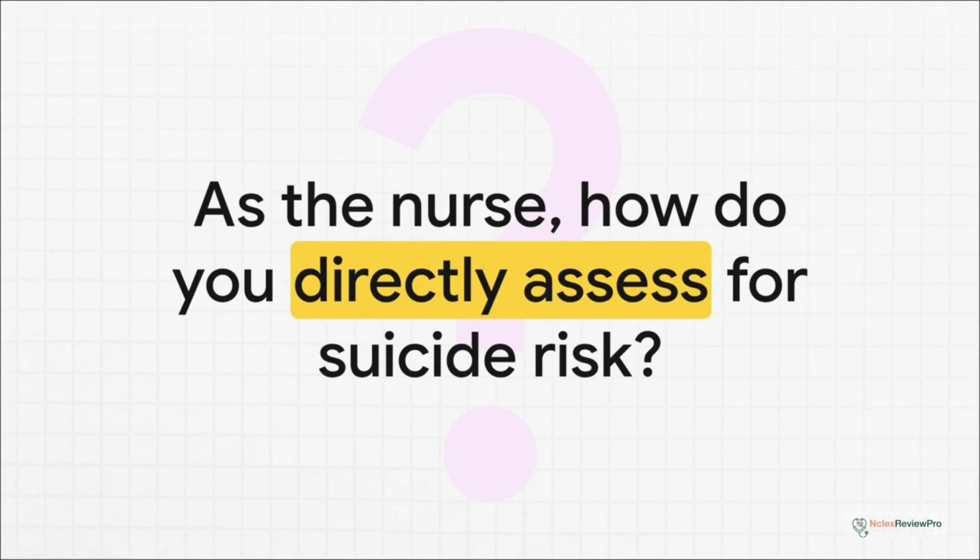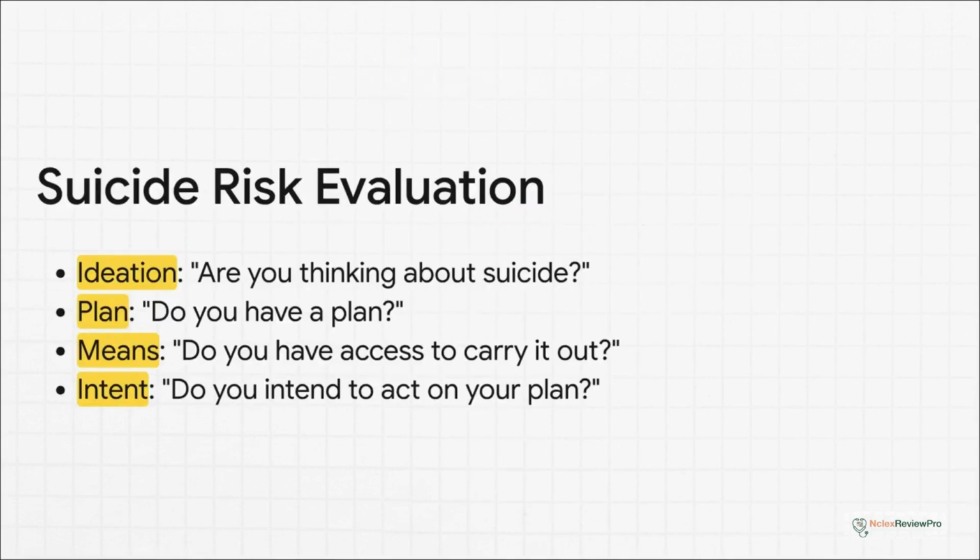And when you ask, you're looking for 4 key things. Think of it like a ladder of risk. The first step is ideation. Are they even thinking about it? The next step up is the plan. Do they know how they would do it? Higher still is means. Do they have access to what they need? And the very top of that ladder, the highest risk, is intent. Do they plan to act on it? The more specific their answers, the higher the risk.